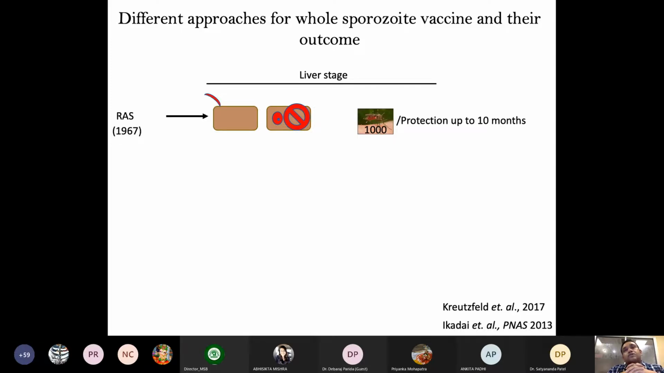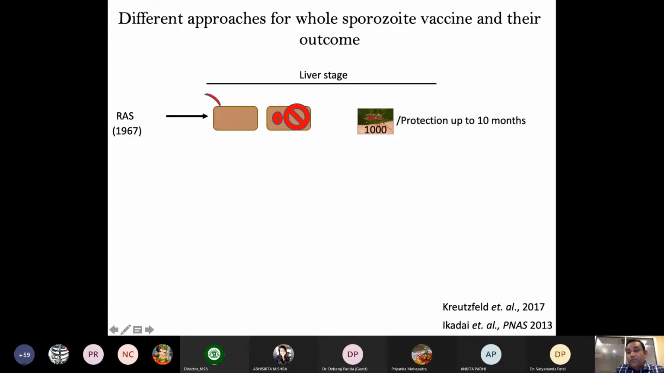Okay, so these parasites, you use this mosquito, and people are being fed by this infected mosquito, and this parasite will go to the liver because they have all the necessary machinery. But after initial development, they will stop there.